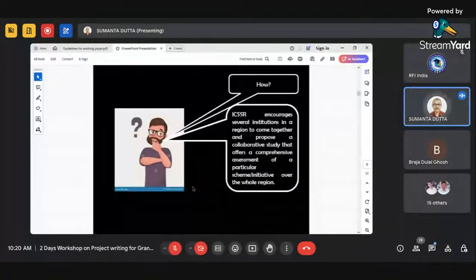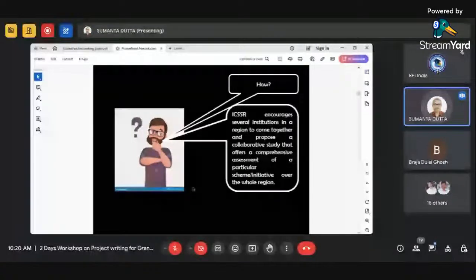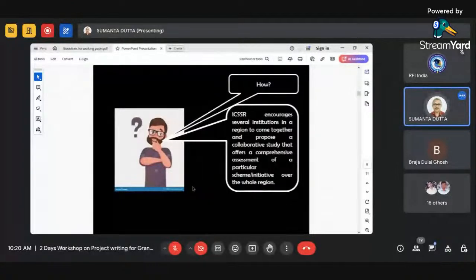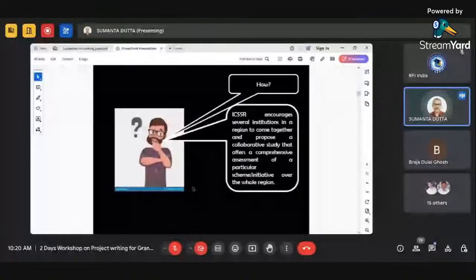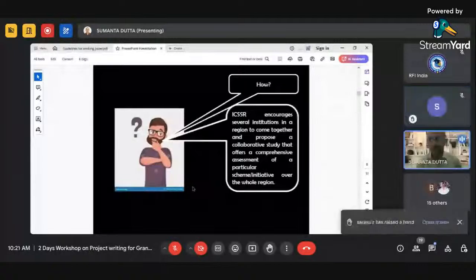Now, why and how we can do this: ICSSR is trying to encourage faculty members to go for a collaborative study. They want one member from one institution and another member from another institution to collaborate with each other and come up with a comprehensive assessment in the context of a particular area. That is the main thing they are trying to achieve, so that an overall impact analysis can be done. This is very important for understanding the entire gamut of the picture.